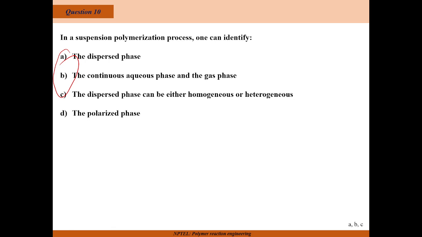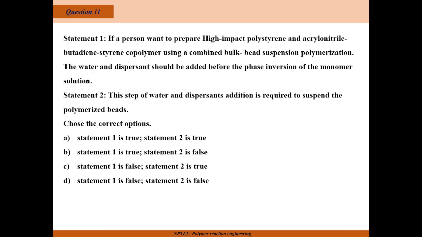Let's move on. Here there are two statements given. Statement 1: if a person wants to prepare high impact polystyrene and acrylonitrile butadiene copolymer using a combined bulk-suspension polymerization, the water and the dispersant should be added before the phase inversion of the monomer solution. Statement 2: this step of water and dispersant addition is required to suspend the polymerized beads.